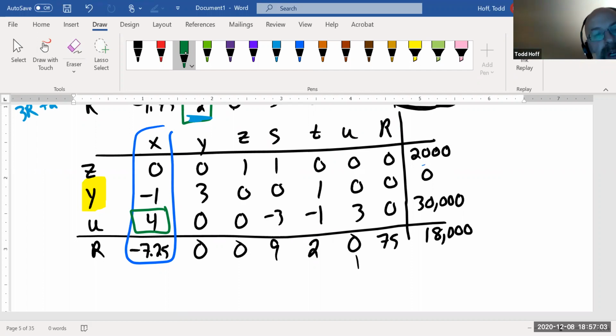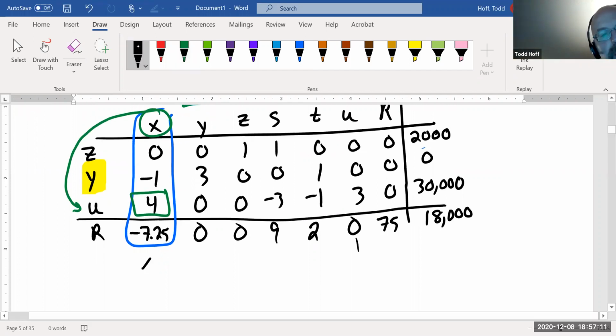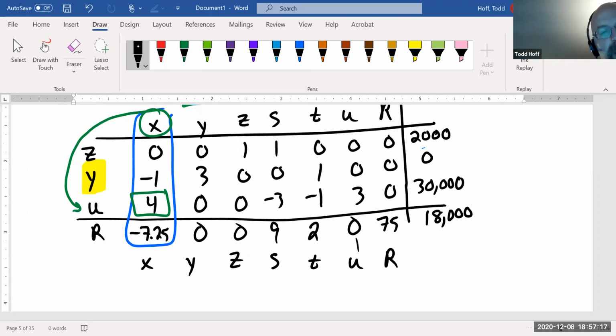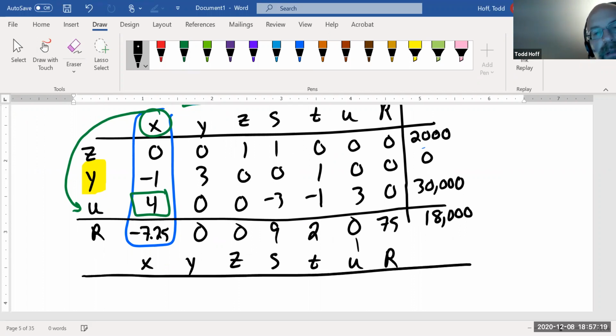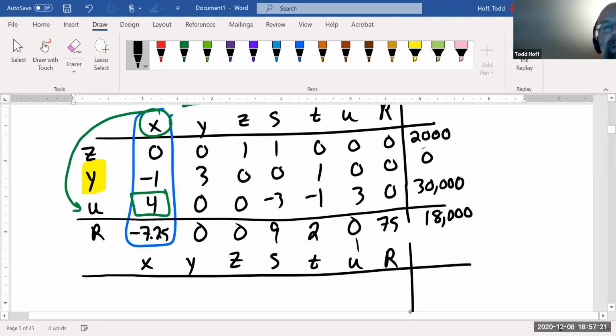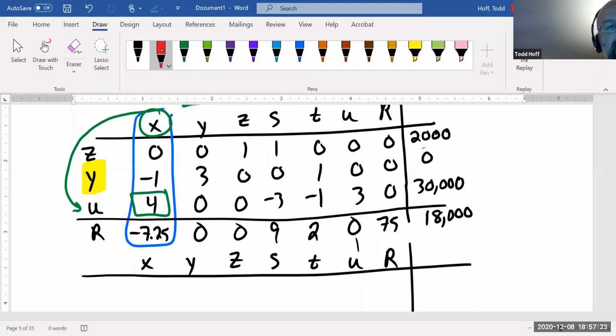So now of course, the X is going to become the label for that row. The U row is going to become the X row. So let's set up our new tableau. X, Y, Z, S, T, U, R. We need to clear the rows. Well, in row Z, this is already a 0, so that's already clear. So row Z does not need to change.